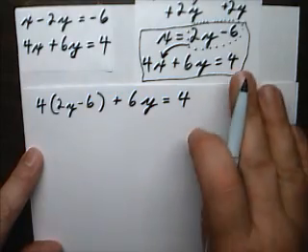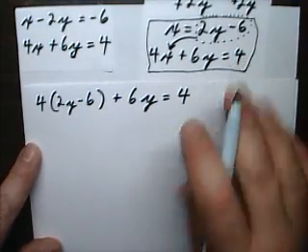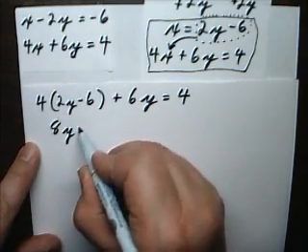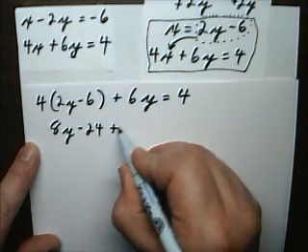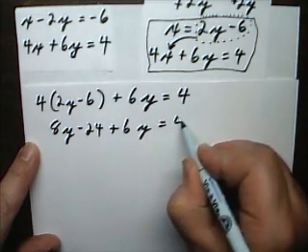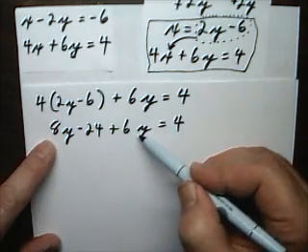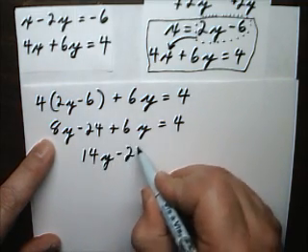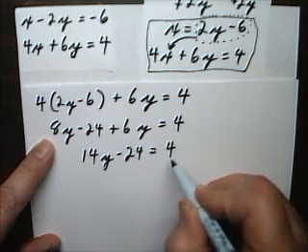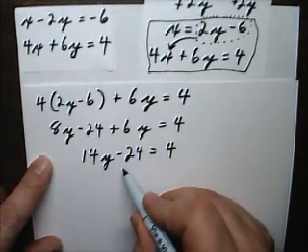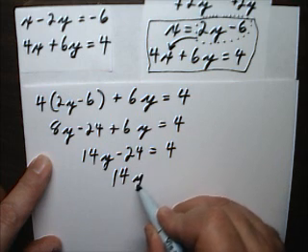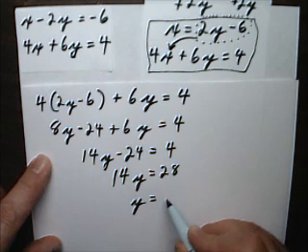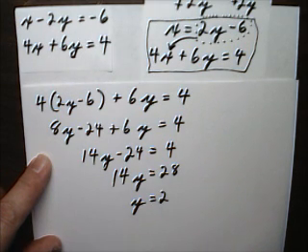Now, just solving this carefully using all of the algebra that you know. Distributing this 4, we get 8y minus 24 plus 6y equals 4. And 8y and 6y, that adds up to 14y. Now adding 24 to both sides, I end up with 14y equals 28. And finally, y equals 2.